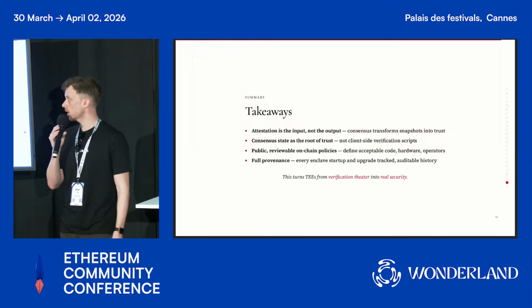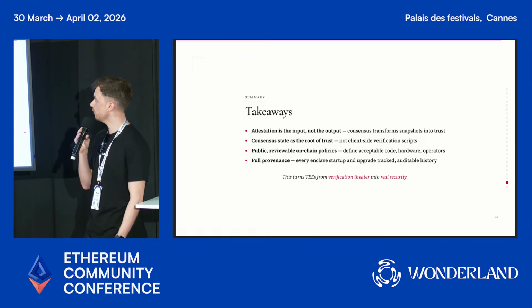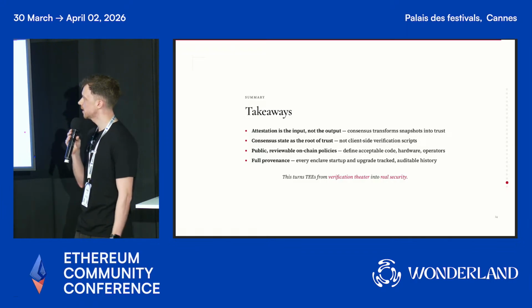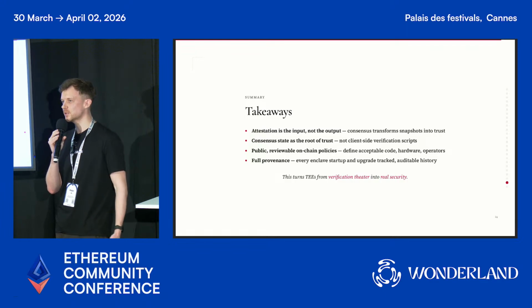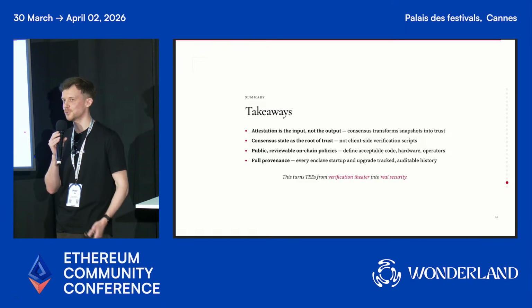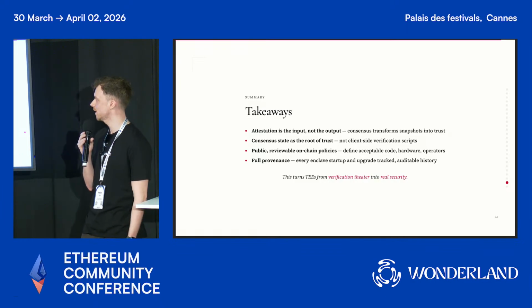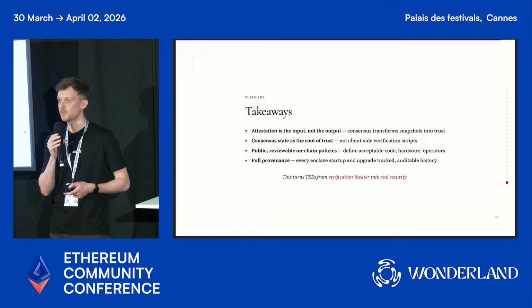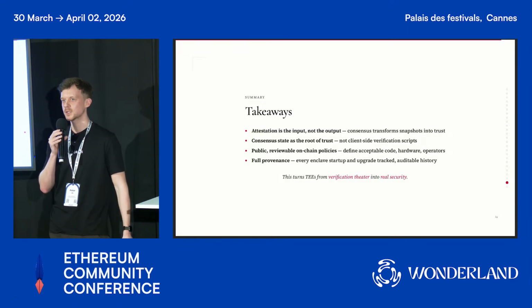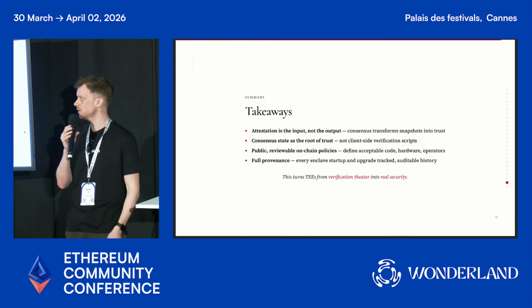And yeah, let's just wrap up. Let's go over the takeaways. We argue that the attestations should be the inputs and not the outputs that are presented to the users, because they would need to be security researchers to get any use of those. Consensus as a root of trust is a really powerful primitive that enables building applications that we couldn't build without this.